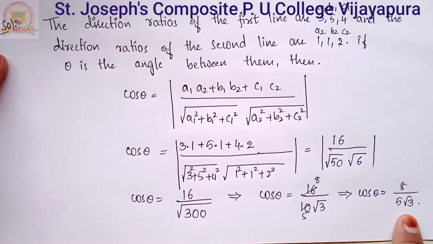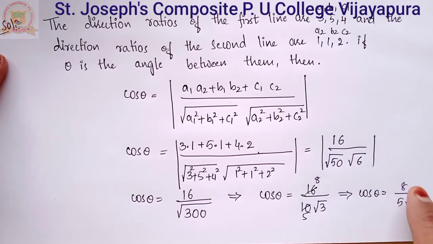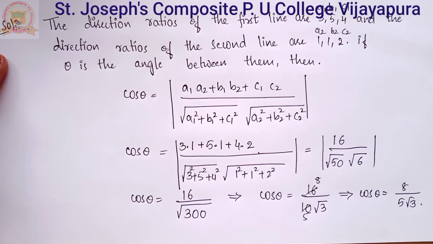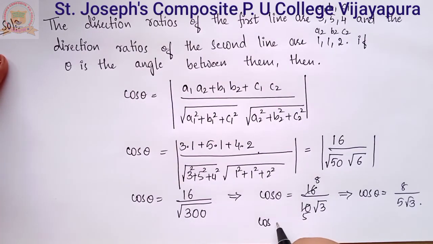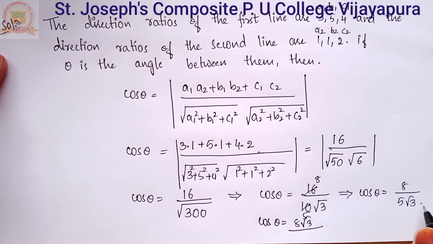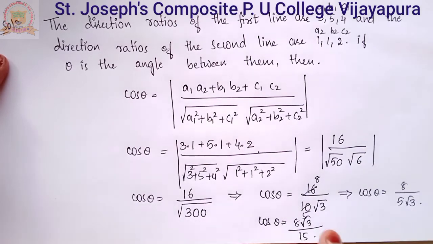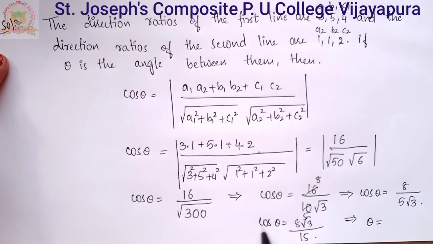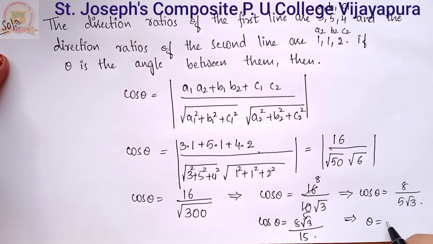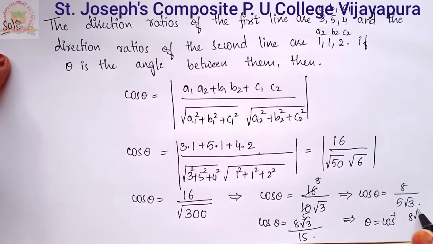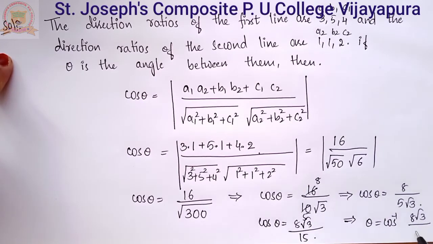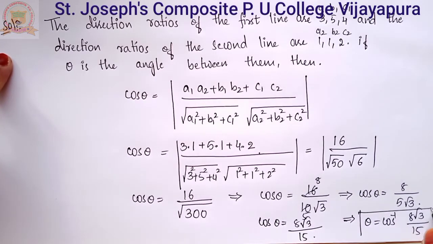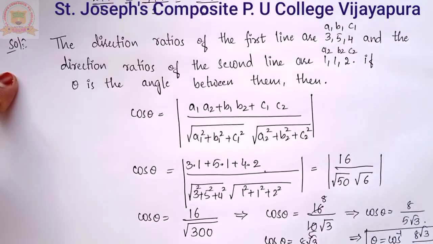If we don't want the root 3 in the denominator, then multiply and divide by root 3. We get cos theta is equal to 8 root 3 divided by root 3 into root 3, which is 3, 3 5s are 15. So we get 8 root 3 by 15. That is, taking cos inverse on both sides, we get theta is equal to cos inverse of 8 root 3 divided by 15. So this is the required angle between the two lines.